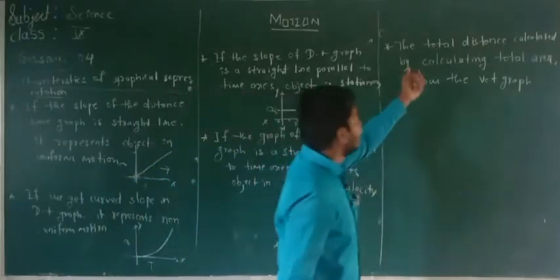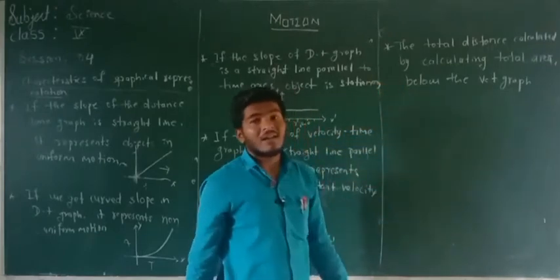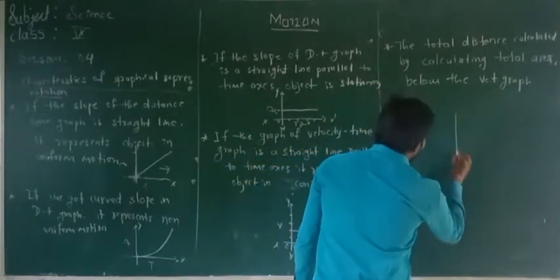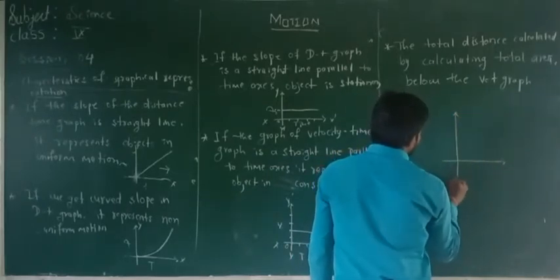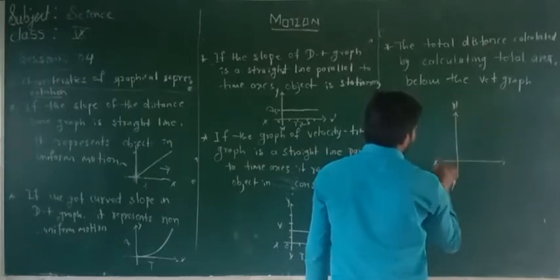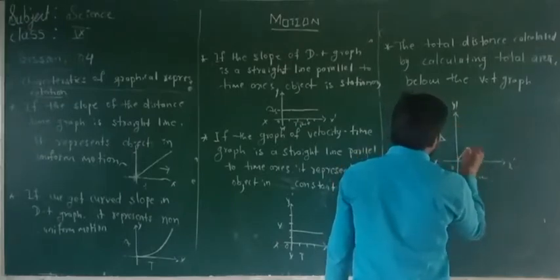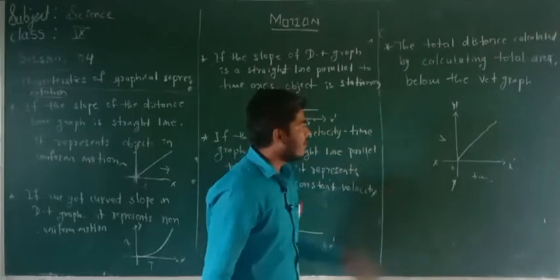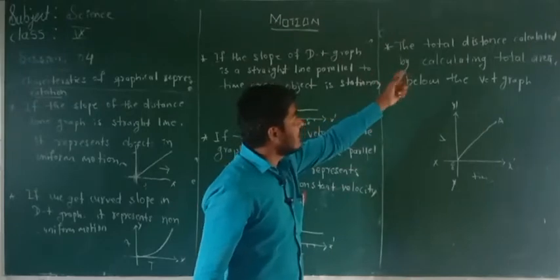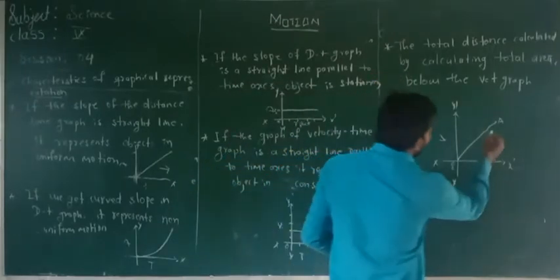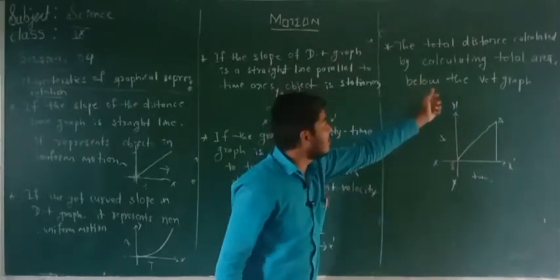Then the last one: the total distance is calculated by calculating the total area below the velocity-time graph. See what it means. If we draw the velocity-time graph, this is Y'OY and X'OX, this is the time and this is the velocity. If we get one graph here, this graph OA, what it says is that the total distance is calculated by calculating the total area covered below the VT graph.